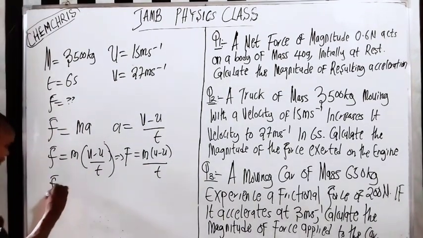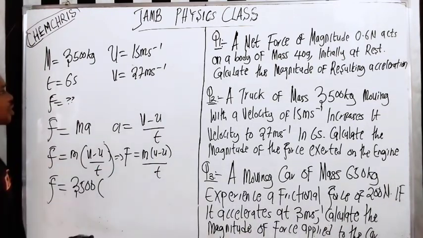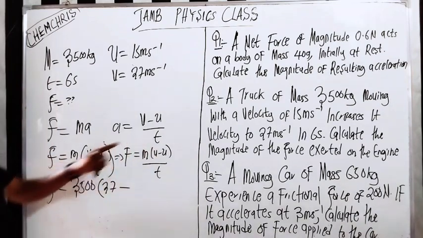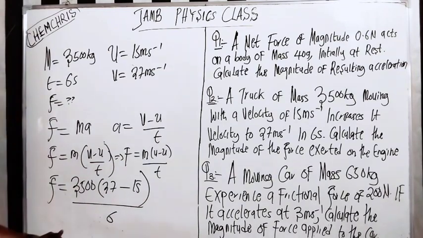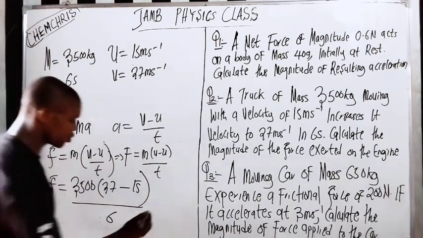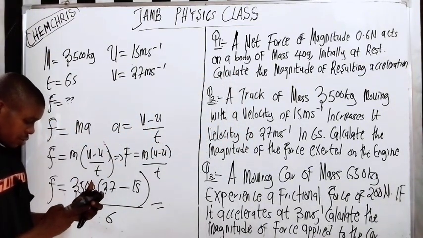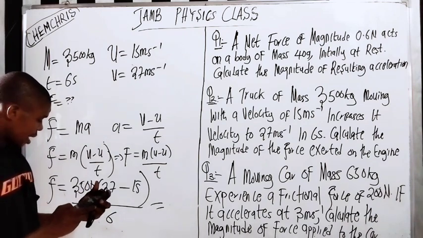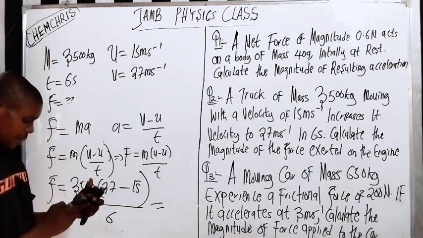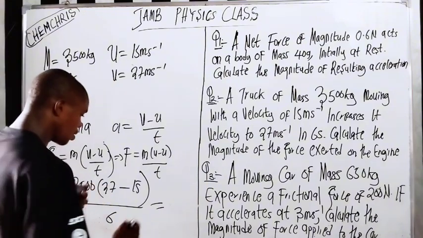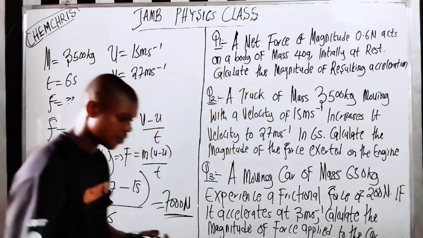So F equals, my mass is 3,500, my final velocity is 27 minus initial velocity 15, over 6. So this minus this is multiplied by the mass and divided by this one here. You get your answer as easy as that. So here we have 27 minus 15, times 3,500, divided by 6. Here we have 7,000 newton. That is it. 7,000 newton, as easy as that.